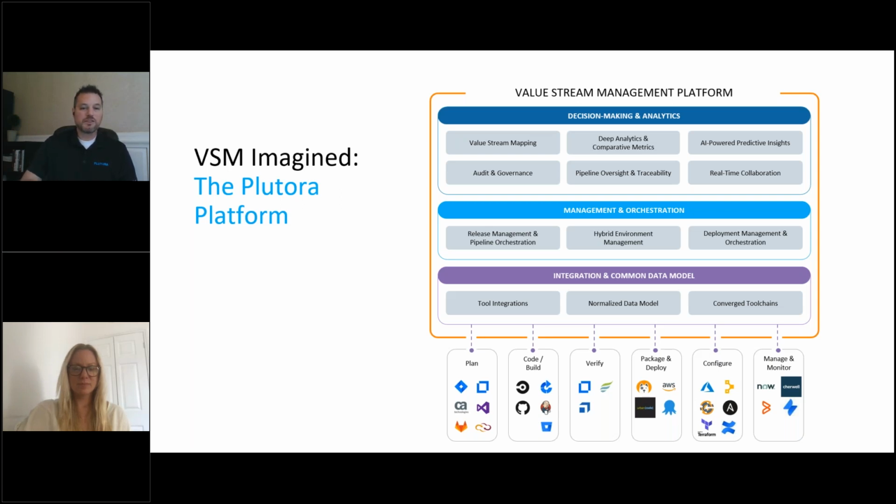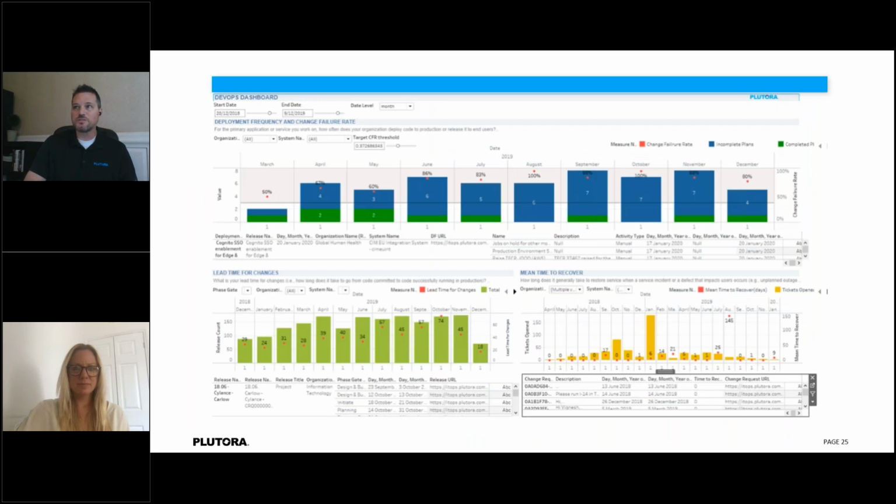We talked a bit about the DORA metrics. That's something that we also allow you to do: go pick a pipeline and look at the various things that are flowing through and what is from check-in to production. We'll give you other metrics through those pipelines as well.